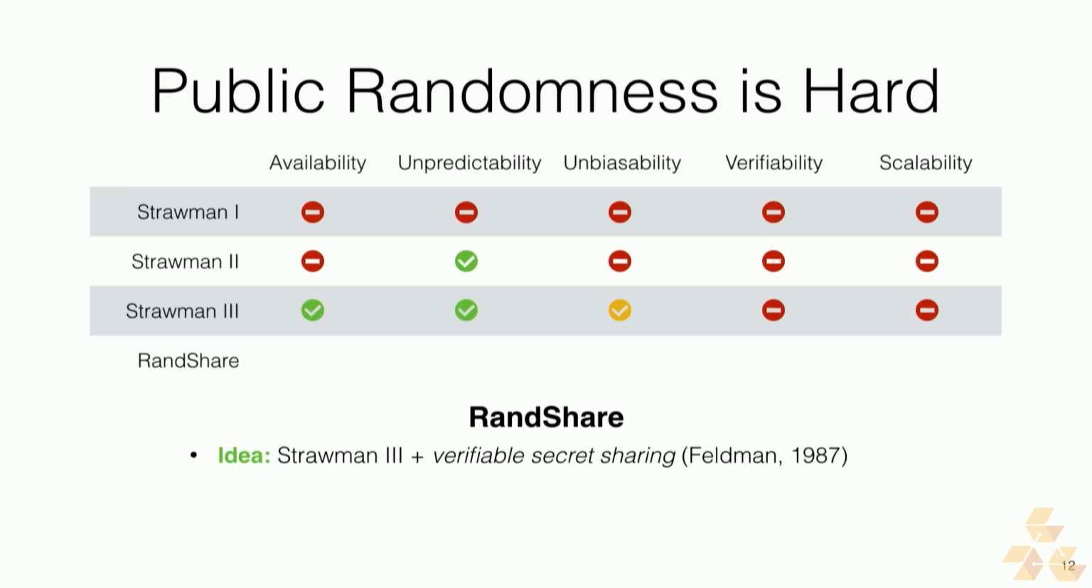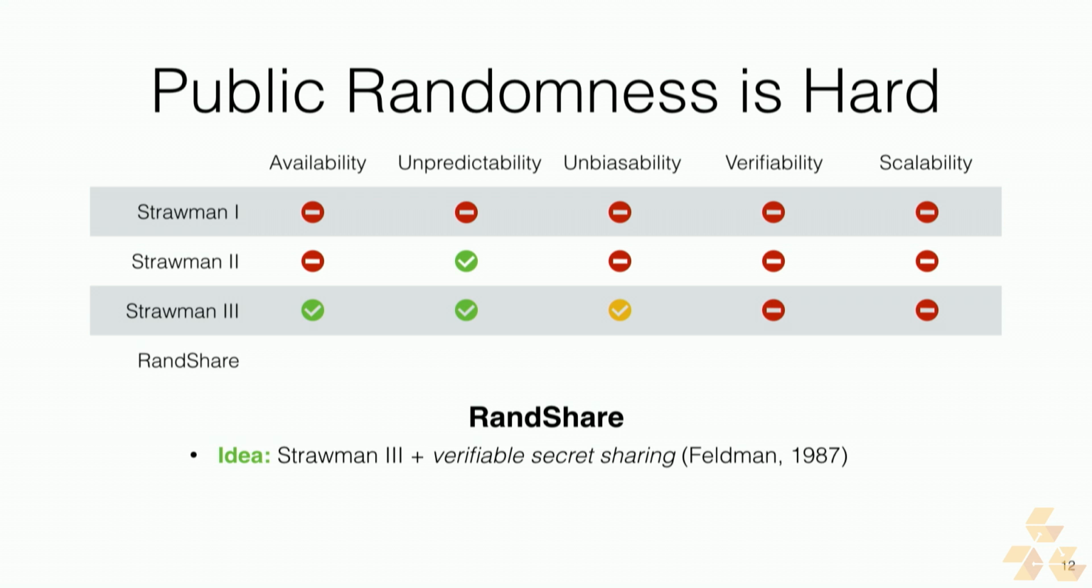This leads us to RandShare, a protocol that achieves availability, unpredictability, and unbiasability. It is a leaderless asynchronous protocol, and it uses verifiable secret sharing so that the participants in the protocol can check if a share is correct. This is not a new approach. This has been done already in the past, but it still suffers from two main issues.